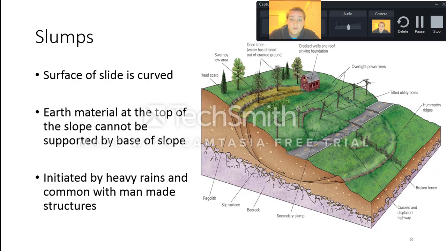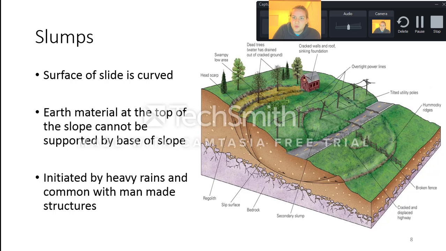Now, when the materials at the top of the slope can no longer be supported by the base, they slide down this curvature, and as they slide, they have a rotational property to them to where they rotate and roll as they are falling down the slope. And this creates a whole lot of interesting formations of the material involved.